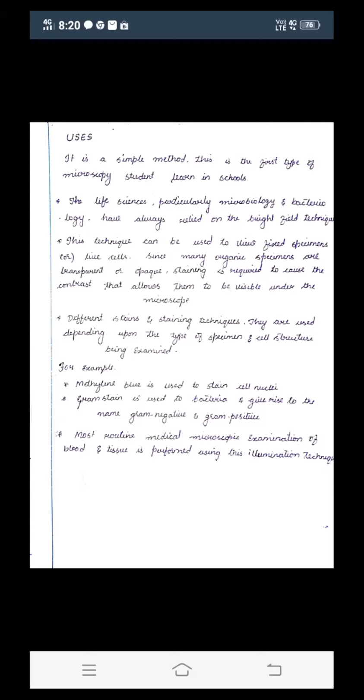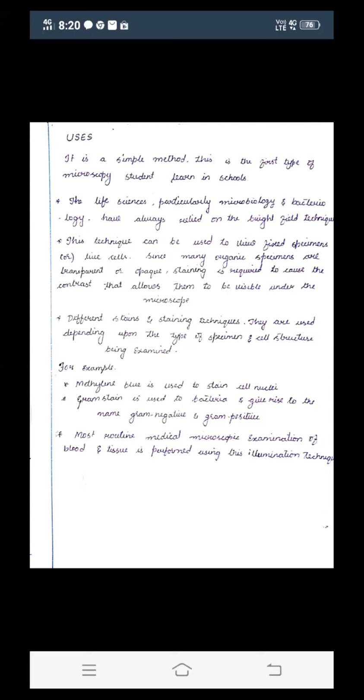Next, uses of the bright field microscope. It is a simple method. This was the first type of microscope for students to learn in school. It is very convenient, and we also use this microscope in our labs. The life sciences, particularly microbiology and bacteriology, have always relied on the bright field technique. This technique can be used to view fixed specimens or live cells.